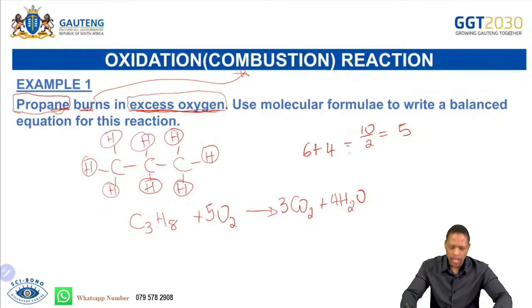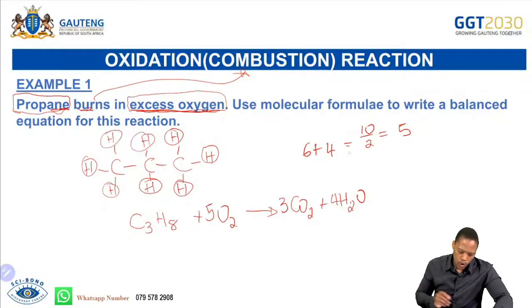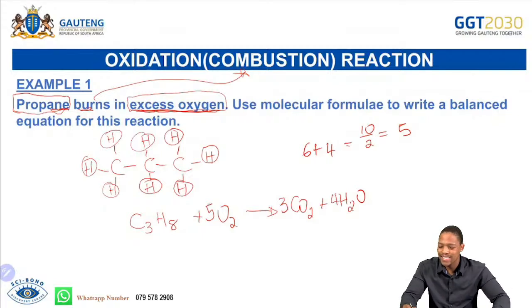I'm going to repeat the steps again as to how you do this. You see a 3 here, you write a 3 here. You see an 8 here, you divide by 2, you get 4, you write 4 here. You see 3 times 2, that's 6, plus 4, that's 10. Divided by 2, you get 5, you write a 5 here. The equation is balanced. Simple as that.